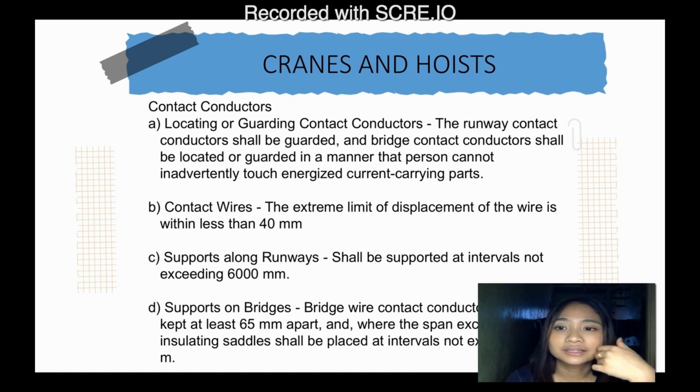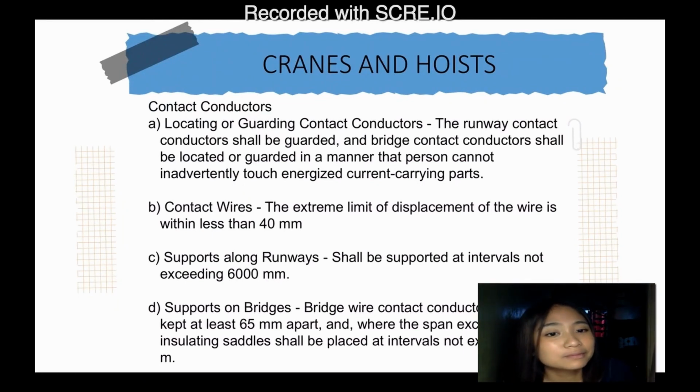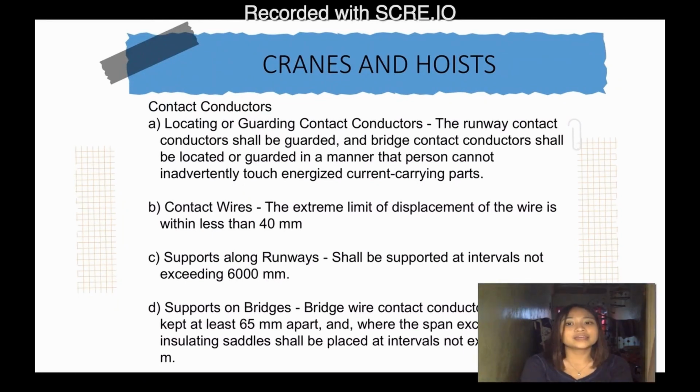So, cranes and hoists, contact conductors. Letter A, locating or guarding contact conductors: the runway contact conductors shall be guarded, and bridge contact conductors shall be located or guarded in a manner that a person cannot inadvertently touch energized current-carrying parts. Contact wires: the extreme limit of displacement of the wire is within less than 40 mm.